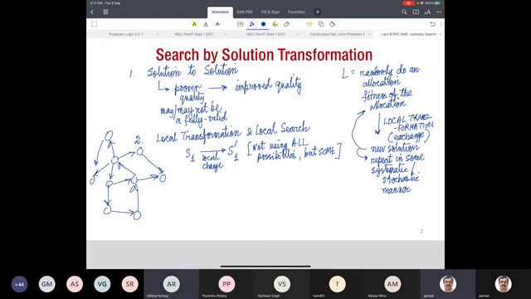Yes, sir. Yeah. So among the methods that are deployed for this local transformation, two methods are quite popular.